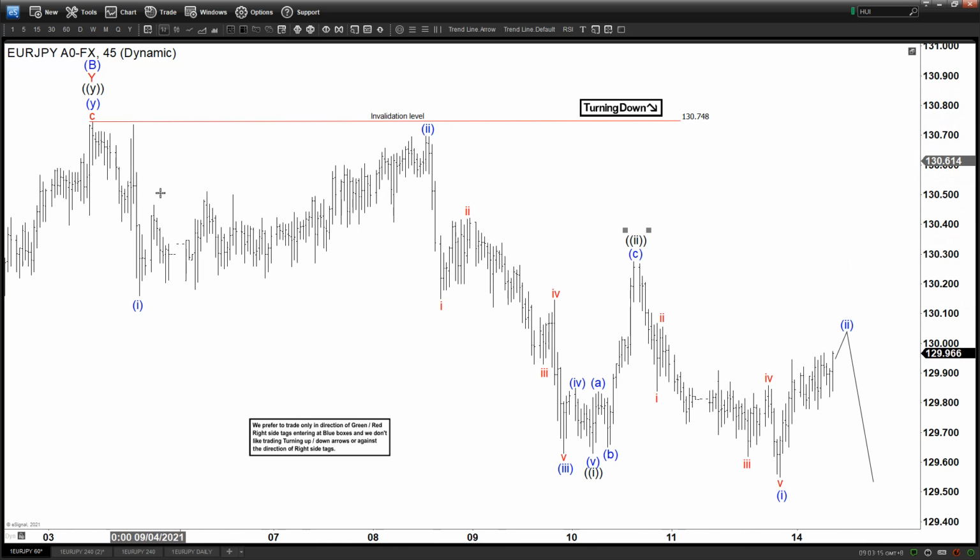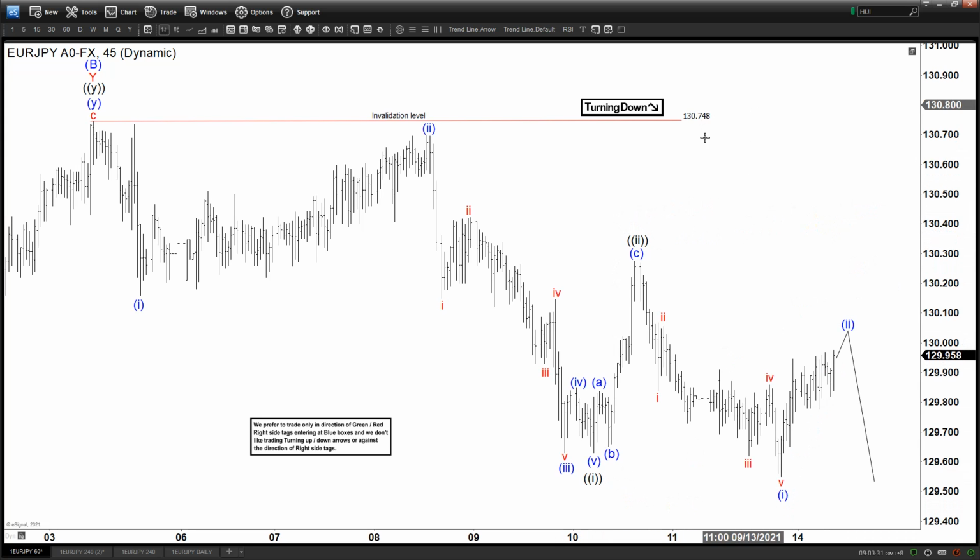Anyway, so we get a 5 swing, suggesting probability wise likely we can see more downside. Now, of course, we could be ending one here and then doing the 2 in black, which is a slightly larger degree correction, nothing major. And if that's the case, then still, as long as we stay below 130.74, we can see more downside.